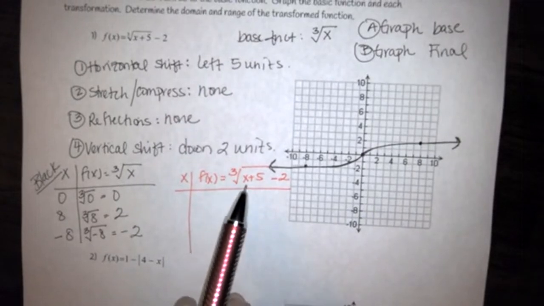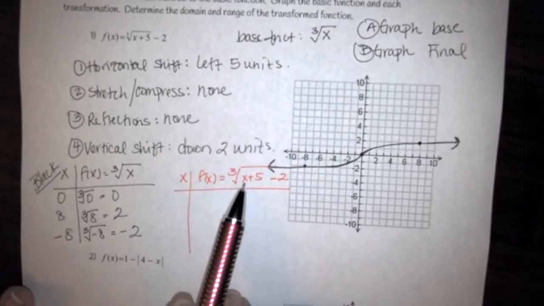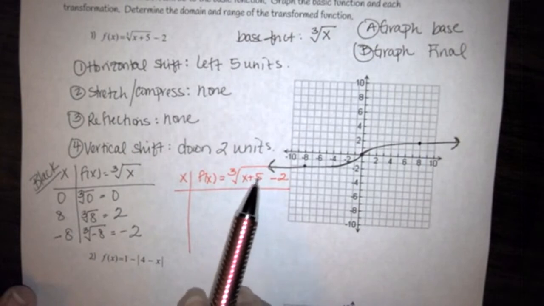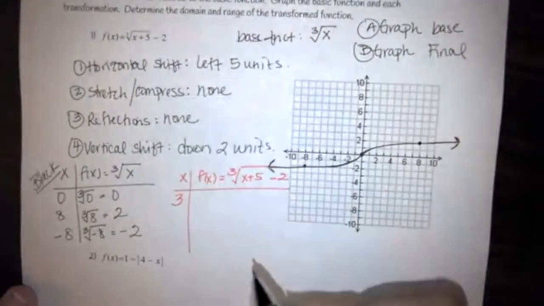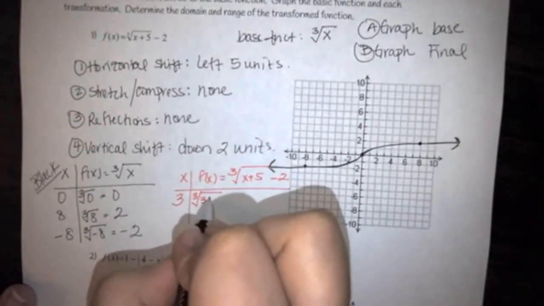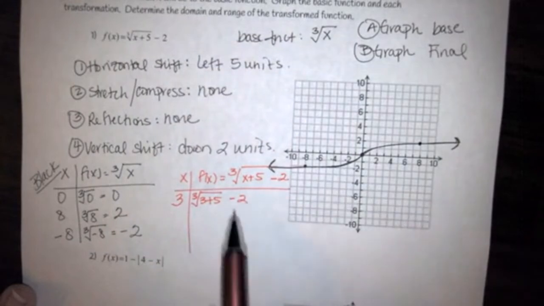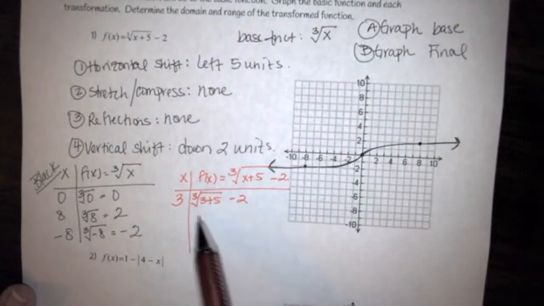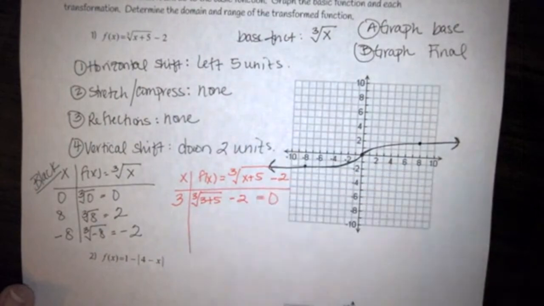So the first thing is I would be looking at, what do I know that I can actually take a cubed root of? Well, I know that I can take the cubed root of 8. So 5 plus what gives me 8? Well, 5 plus 3 gives me 8. So this is the cubed root of 3 plus 5 and then minus 2. 3 plus 5 is 8. So the cubed root of 8 is 2. Minus 2 gives me 0.